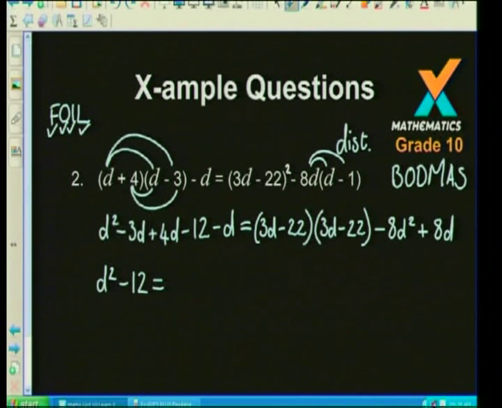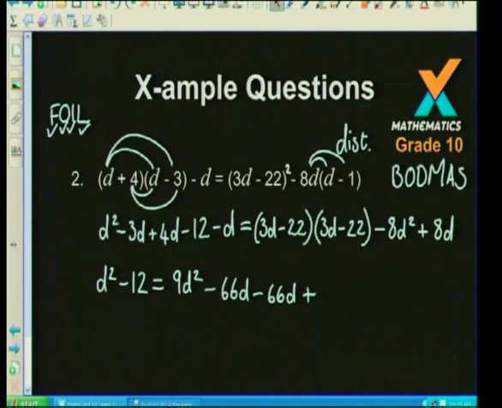On the right-hand side, we still need to do FOIL. So we're going to start with first times first. 3d times 3d gives us 9d squared. 3d times negative 22 for our outside gives us negative 66d. Negative 22 times 3d for the inside gives us negative 66d. And lastly, negative 22 times negative 22 gives us positive, not positive 44.